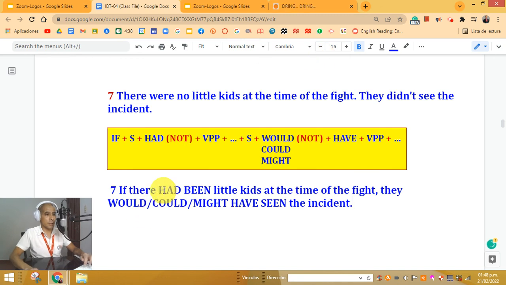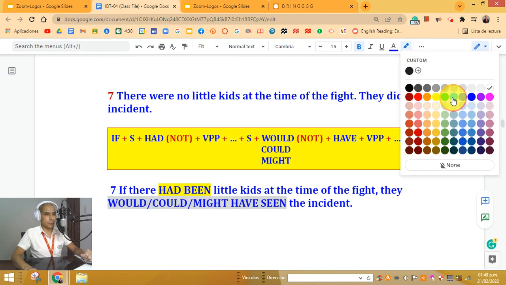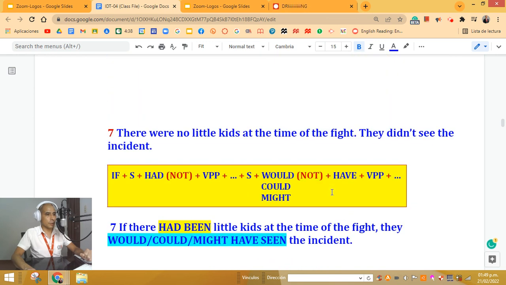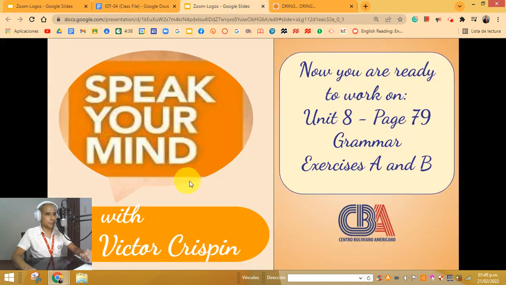Okay, that's it. I'm going to highlight the keywords that correspond to the if clause and the keywords that correspond to the result clause. Well, as you can see, here we have the two. If there had been little kids at the time of the fight, they would could might have seen the incident. Okay, that will be everything. We are done with these examples. Now, I believe that you are ready to work on unit number 8, page 79, grammar, exercises A and B.